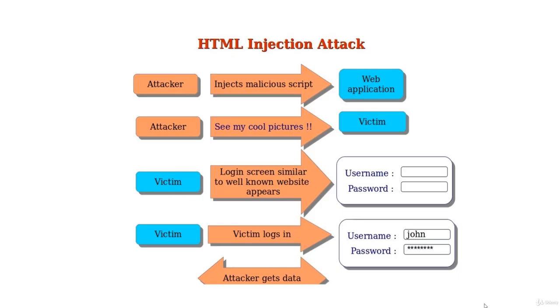Now we'll learn about HTML injection in this lecture in this section. So first of all, you can see the example over here that is showing the HTML injection attack. We have the attacker and a victim over here, and the attacker will just inject the malicious script in the web application, and the victim will see any spam link or URL, and they will just get victimized. So the connection here will be through the links.